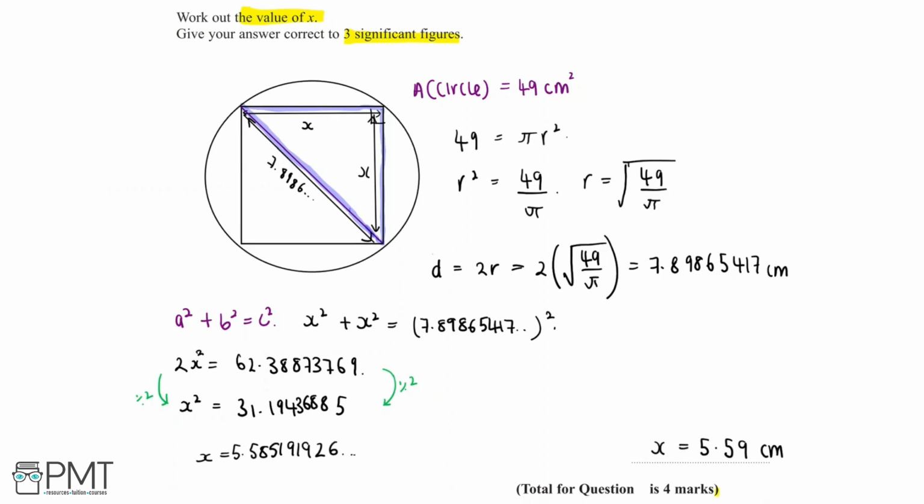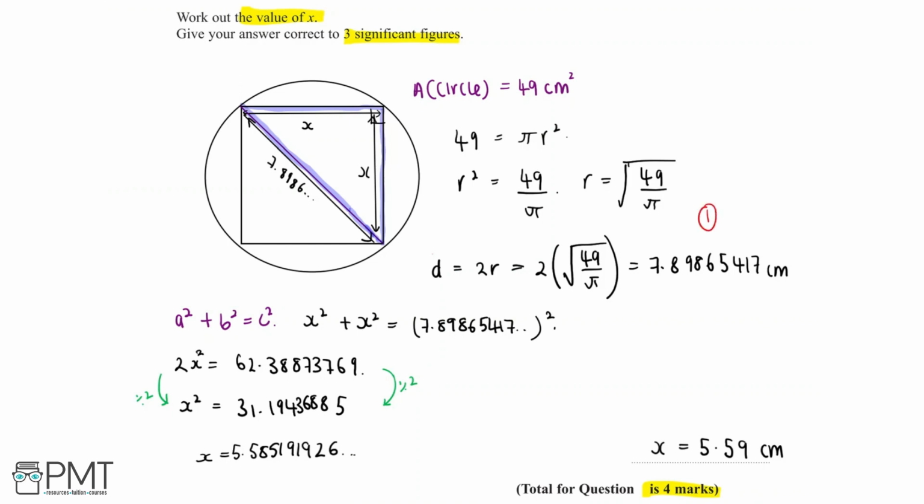This question is worth 4 marks, so let's take a look at where these marks are allocated. The first mark is the use of pi r squared in order to find the diameter of the circle. We said that pi r squared equals 49, and we found that the diameter is equal to 7.89865417, giving us that first mark.